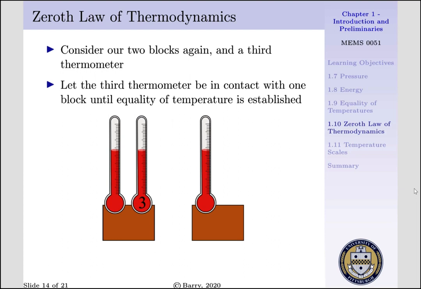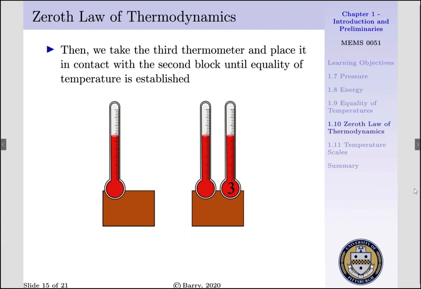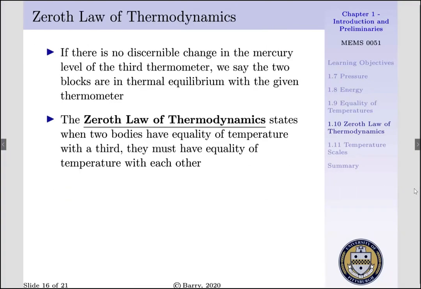Let's consider our two blocks again, and this time a third thermometer. Let's let our third thermometer be in contact with the block on the left until the equality of temperature is established between our two thermometers. Then let's move our third thermometer to the right block, and we'll place it in thermal communication until equality of temperature is established between those two thermometers. If there is no discernible change in the mercury level of the third thermometer, i.e. the temperature is the same, we say the two blocks are in thermal equilibrium with our given third thermometer.